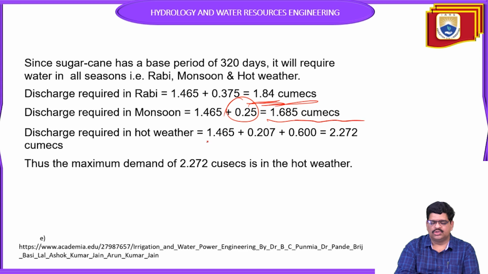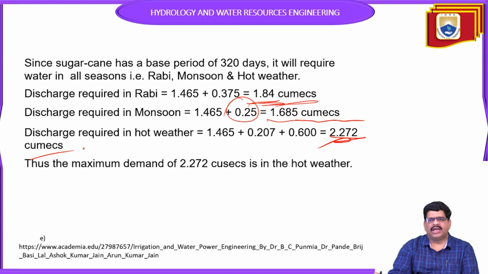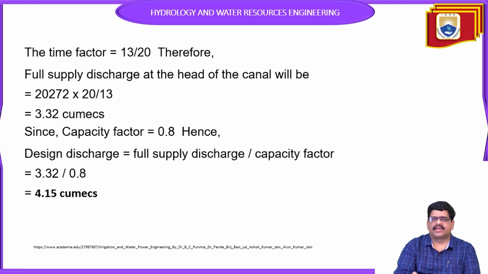After adding all those things, 2.275 cumec is the maximum discharge, in the hot weather condition. Next, the time factor, as given in the data, is 13/20. So the full supply discharge of the canal is 2.275 multiplied by 20 divided by 30, that is equal to 3.32 cumec.